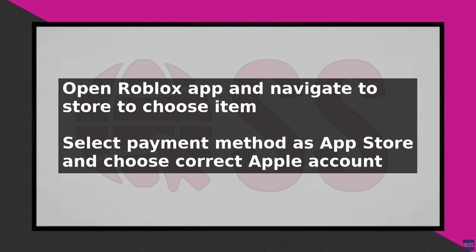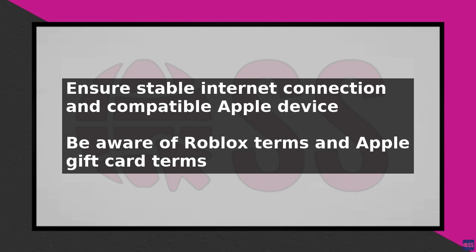Choose the item you want to purchase, such as Robux or a premium subscription, and tap on it. Select the payment method as App Store and choose the correct Apple account. The purchase amount will be deducted from your Apple account balance. If you do not have sufficient funds, you will be prompted to add more money to your account.